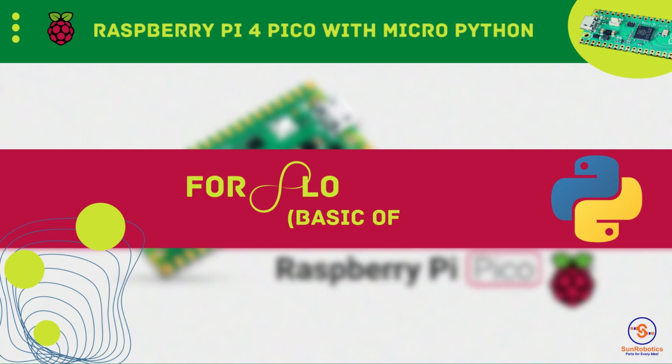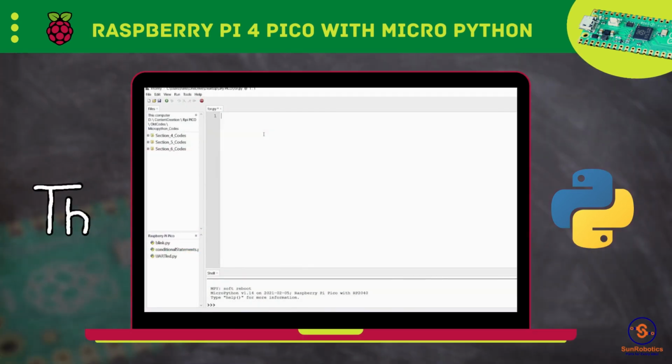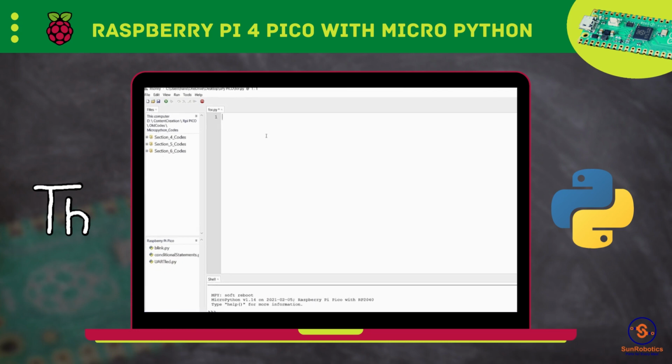Welcome back everyone. In this video we will be learning about the for loop with a function called range. If you want to run a program a certain number of times, then we can use a for loop. That's why I am going to explain the range and the for loop.